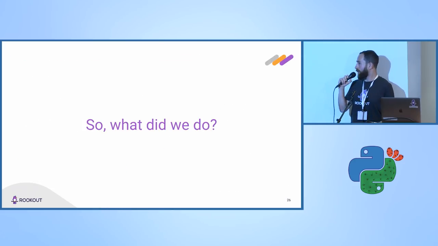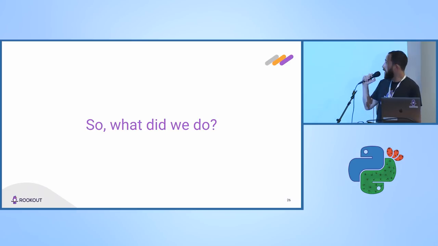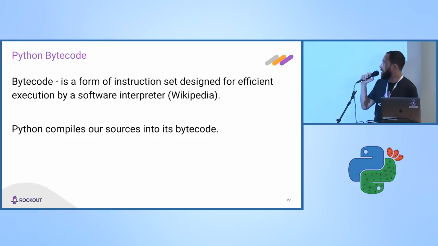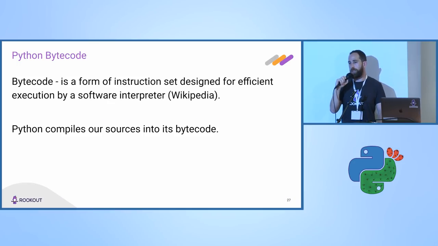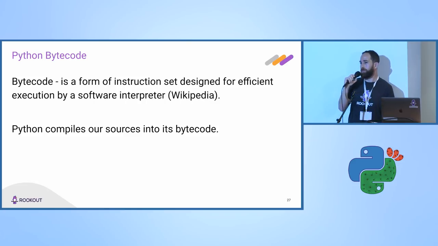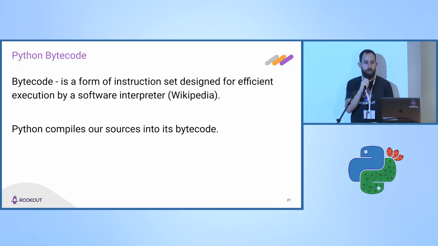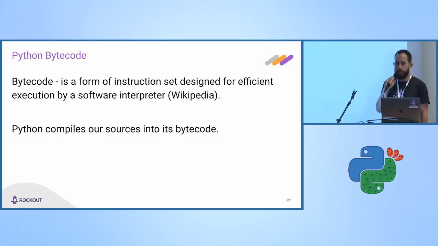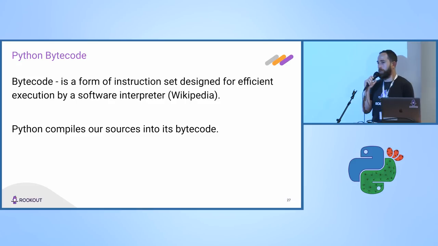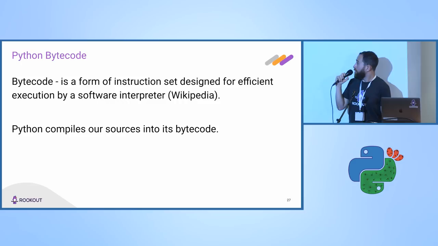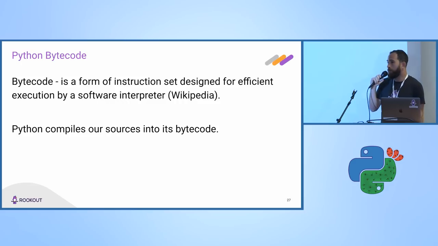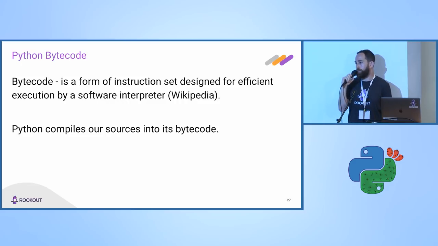So what did we do? How did we go about creating an SDK that allows you to debug in production with no overhead? Well, let me take a step back and discuss bytecode a bit. How many of you are familiar with the concept of bytecode? It's most of you. Well, the Wikipedia definition of bytecode is a form of instruction set designed for efficient execution by a software interpreter. It's a pretty big word, but essentially, Python compiles our source code into bytecode.